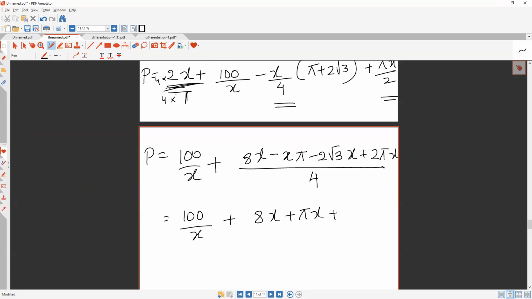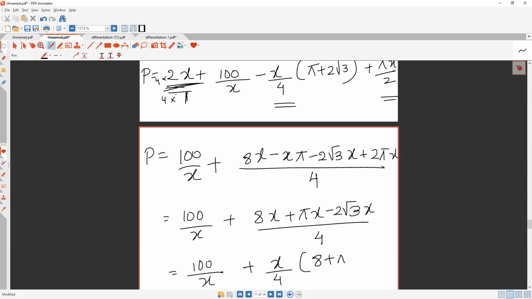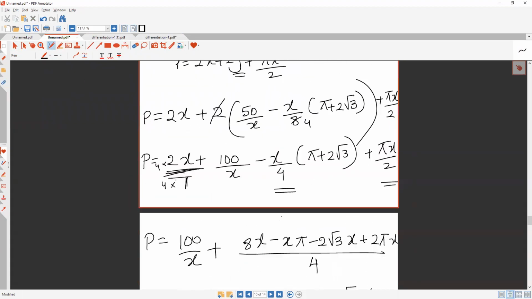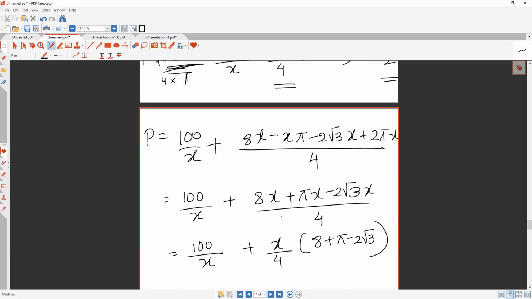8x plus pi x minus 2 root 3, minus 2 root 3, okay? x divided by 4. Now take x common here. Done. Is everyone following? Yes. You see how everything is related to one another over here? All of you understood? It looks like bigger sums, but you have to practice before you can understand all these concepts. Okay.